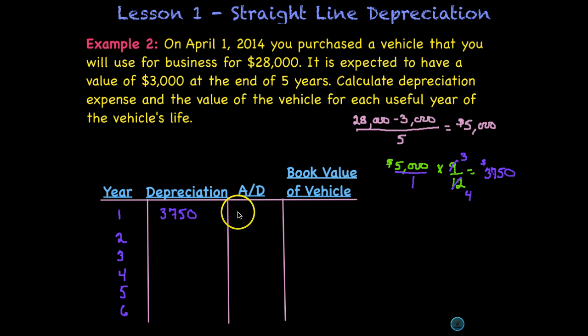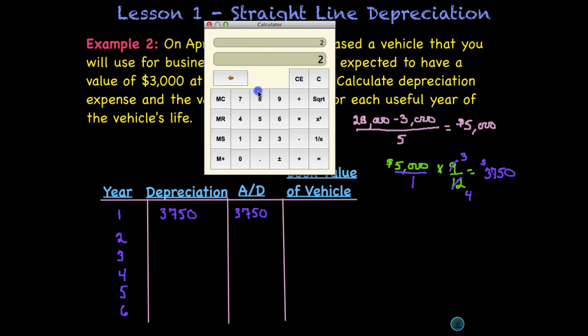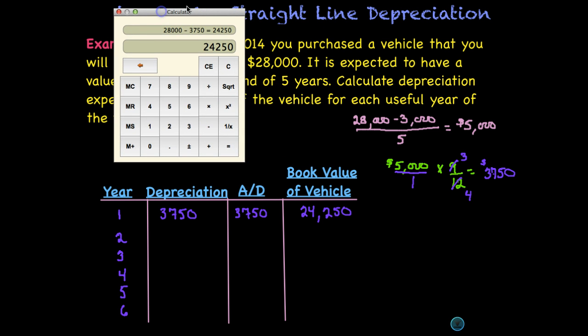Here's my depreciation for year one. My accumulated depreciation at this point is still only $3,750. That's all my vehicle has gone down in value. So my book value started off at $28,000. I have to subtract $3,750. If we start at $28,000, then we would subtract our depreciation of $3,750 to give us a book value at the end of year one of $24,250.